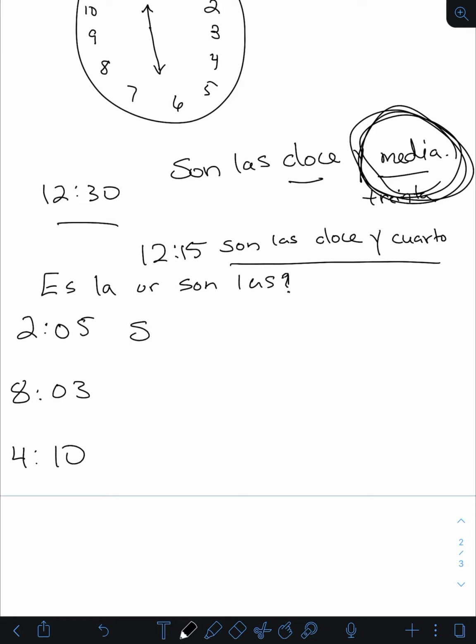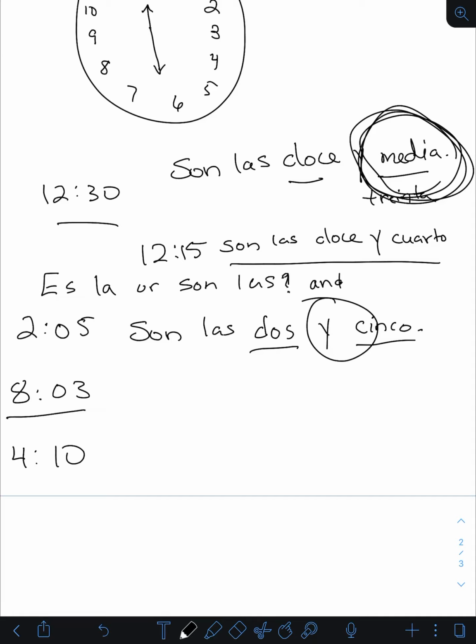If you said son las, you're correct. So son las, what is 2 in Spanish? Dos. Y, what is 5 in Spanish? Cinco. Okay? It is 2 and 5. This means and, but basically it's 2:05, it's 2 and 5. You're literally adding that, okay? So what about 8? 8:03.